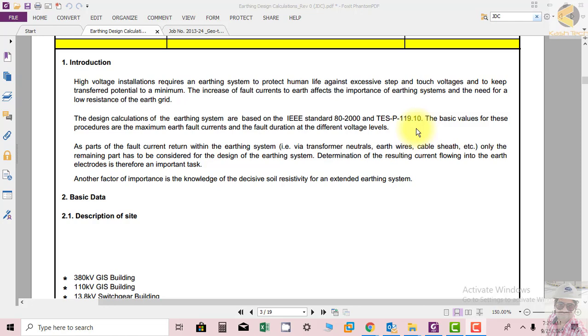Determination of resulting current flowing into the earth electrode is therefore an important task. So here what they want to say is that as part of fault current return within the earthing system, only the remaining part has to be considered for the design of earthing system.